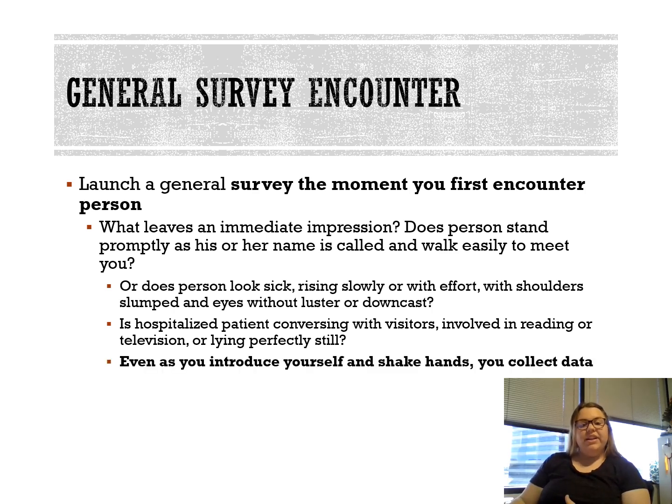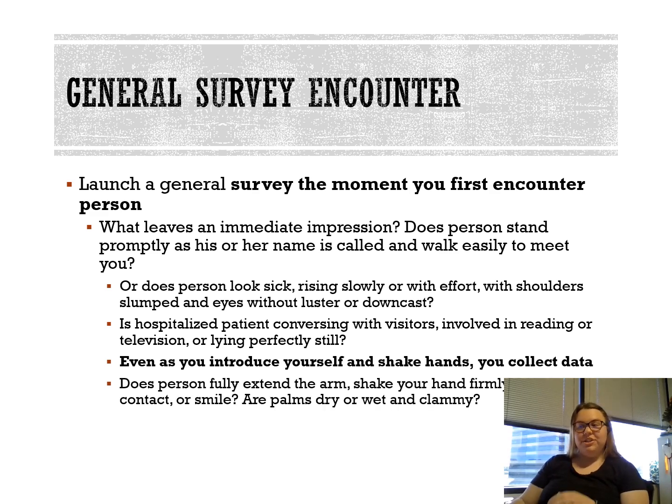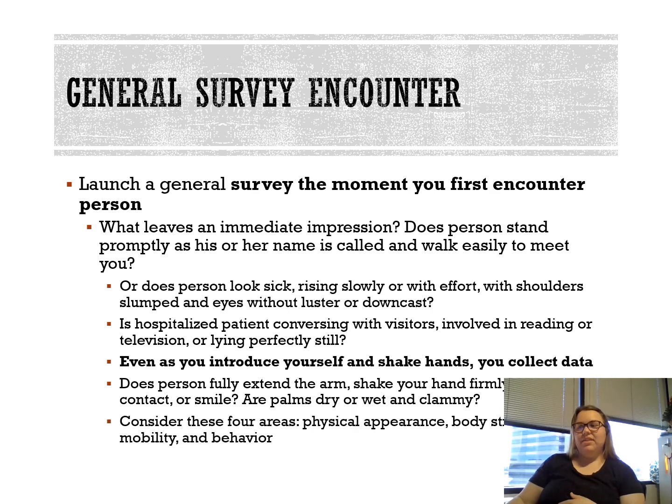So again, even as you introduce yourself and you're shaking hands, you're collecting so much data. Does the person fully extend their arm, shake your hand firmly, make eye contact, smile? Also, are the palms dry or are they sweaty? Are they clammy, wet? All this data you're collecting. So again, the 4 components of the general survey: physical appearance, body structure, mobility, and behavior.